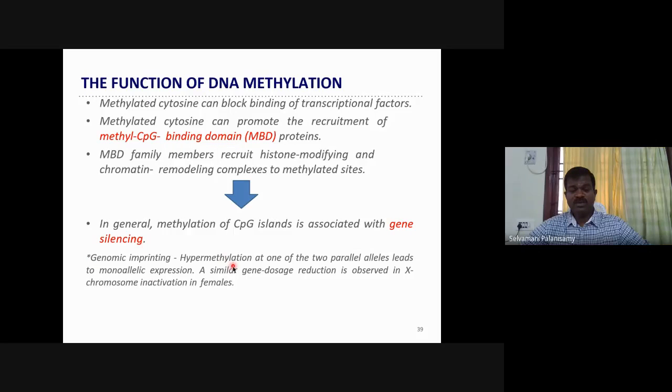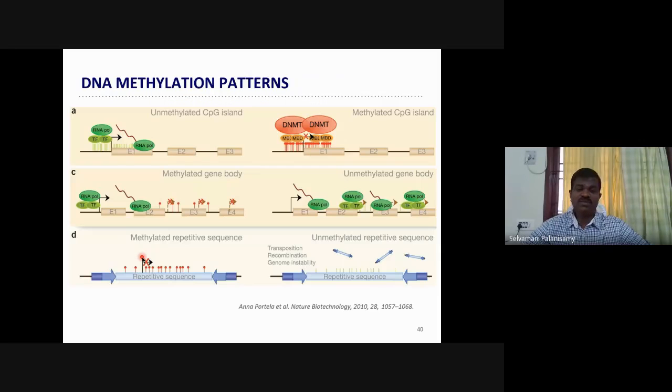Genomic imprinting is nothing but hypermethylation. Excessive methyl groups are attached to the DNA bases at one of the parallel alleles, which leads to monoallelic expression. A similar gene dosage reduction is observed in X chromosome inactivation in females. So they are stamped, just like our postal stamps, we put a stamp over the thing. Like that, these DNAs are branded. So they are imprinted with this information.